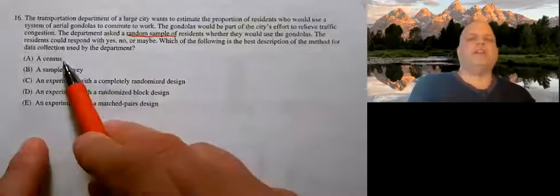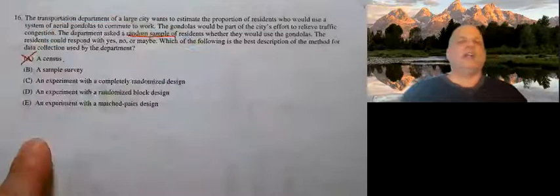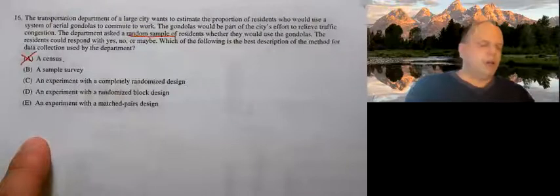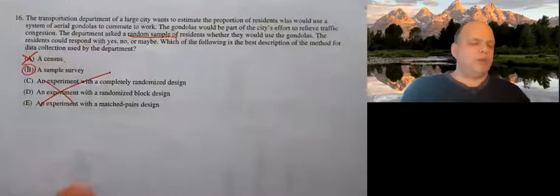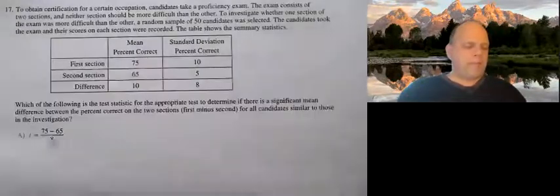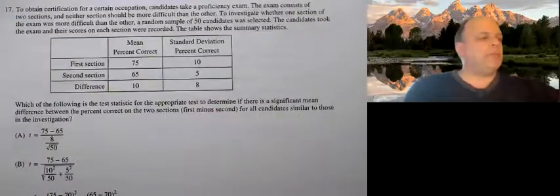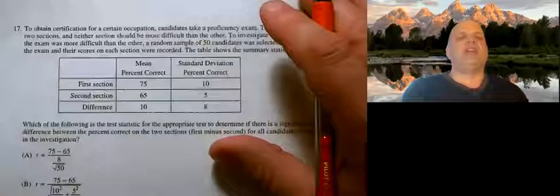The first thing is the census, and they took a random sample, so they didn't sample the entire city. If they sampled the entire city, it would be. No treatments were assigned, so this is not an experiment. So basically, 16 is B. We just took a random sample. A sample survey. Okay? We surveyed people doing what they were already interested in doing. No treatments were assigned. Number 17.